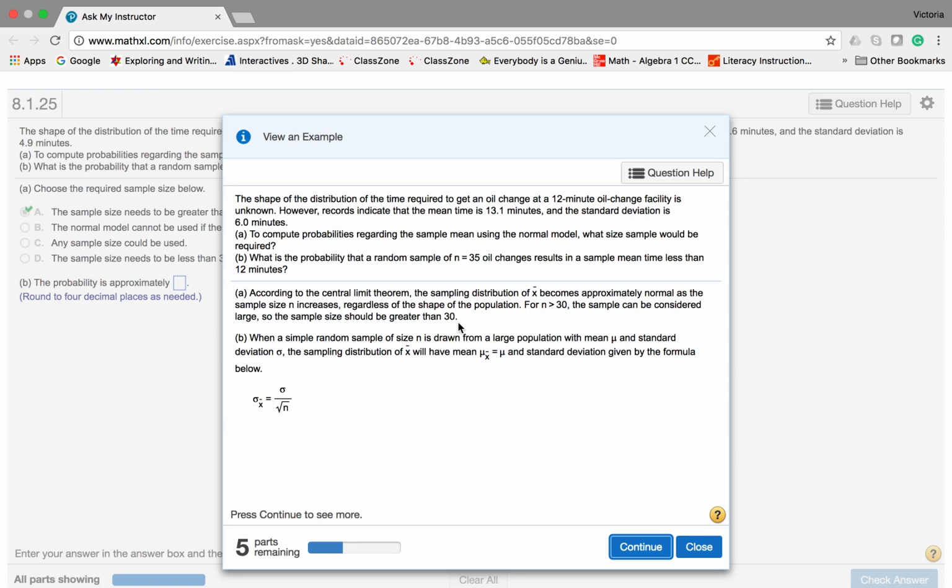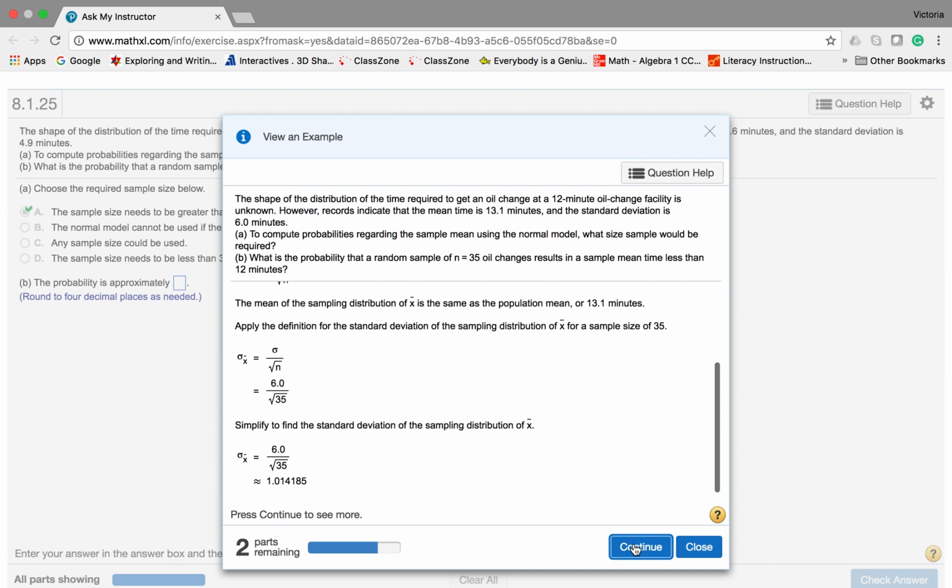As I said before, the sample size should be greater than 30. So the first thing they're saying is that when a simple random sample of size n, that means I'm just drawing n number, maybe 5 or 6 or 10, is drawn from a large population with mean mu and standard deviation sigma, the sampling distribution of x bar will have a mean that's the same as the regular mean. So no matter what, my mean is going to be the same. So if my mean here is 13.1 minutes, the mean of my sample is also going to be 13.1 minutes. And the standard deviation, the way that it changes, is we take our old standard deviation and divide by the square root of n. Okay, so after you do that, it's going to tell you what your value is here.